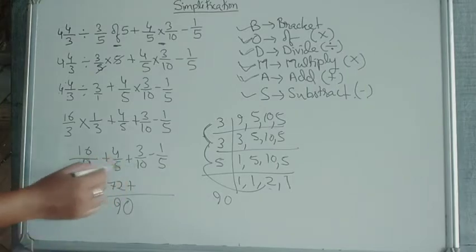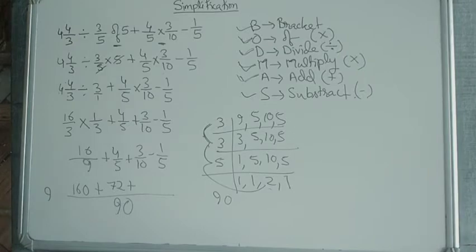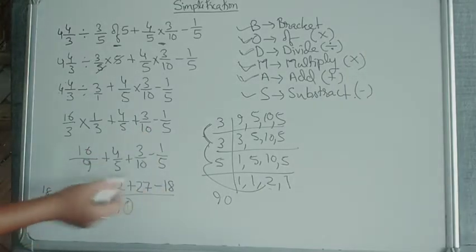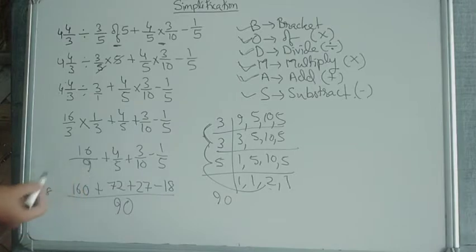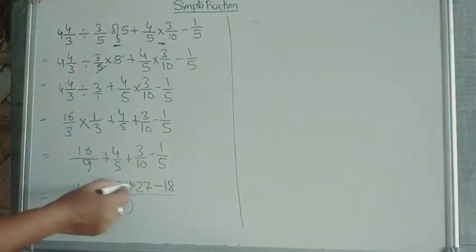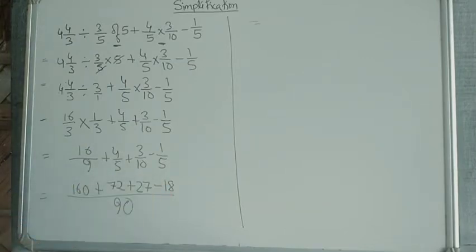Plus 10 nines are 90, 9 threes are 27. 5 again, 18 times 5 is 90. 18 ones are 18. So if you did not understand this part, look at the video again to see how I did it. After this we will just add these 3 and then subtract 18.